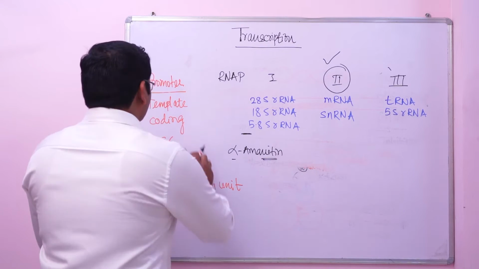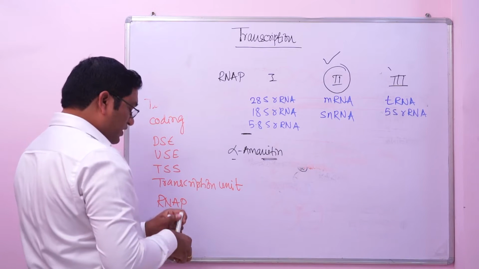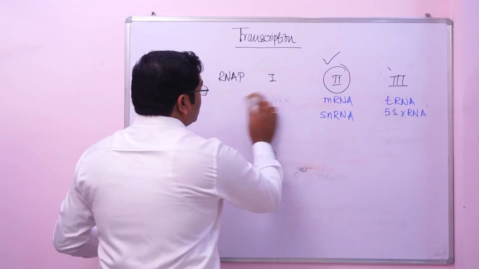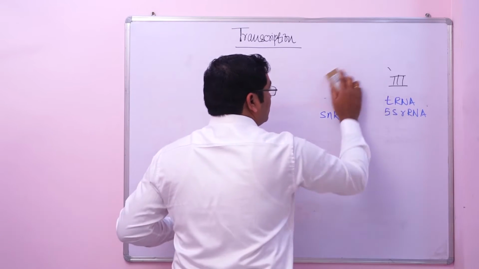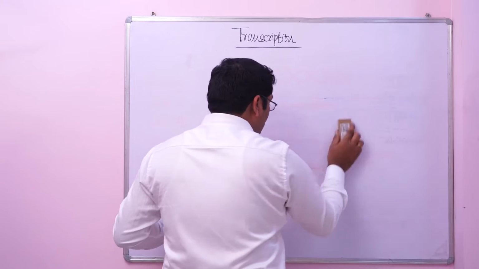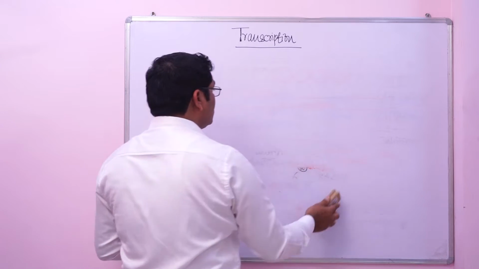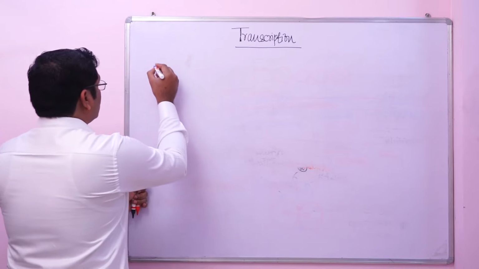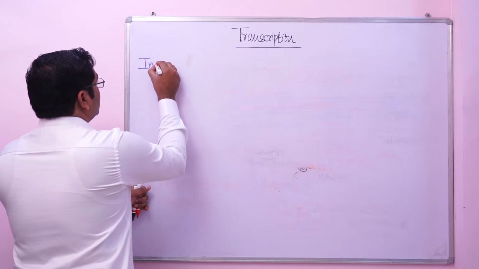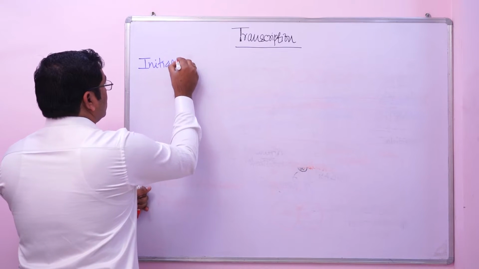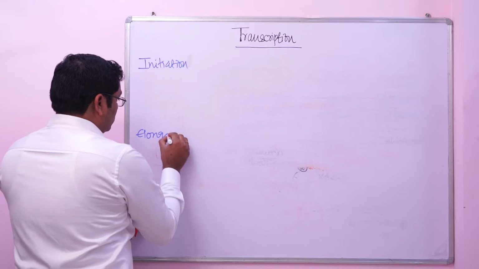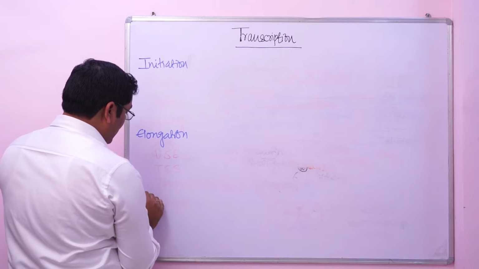Now coming to the steps in the transcription process, there are three important steps in the transcription process, that is initiation, elongation and termination. Initiation, elongation and termination, these are the three important steps in the transcription process.